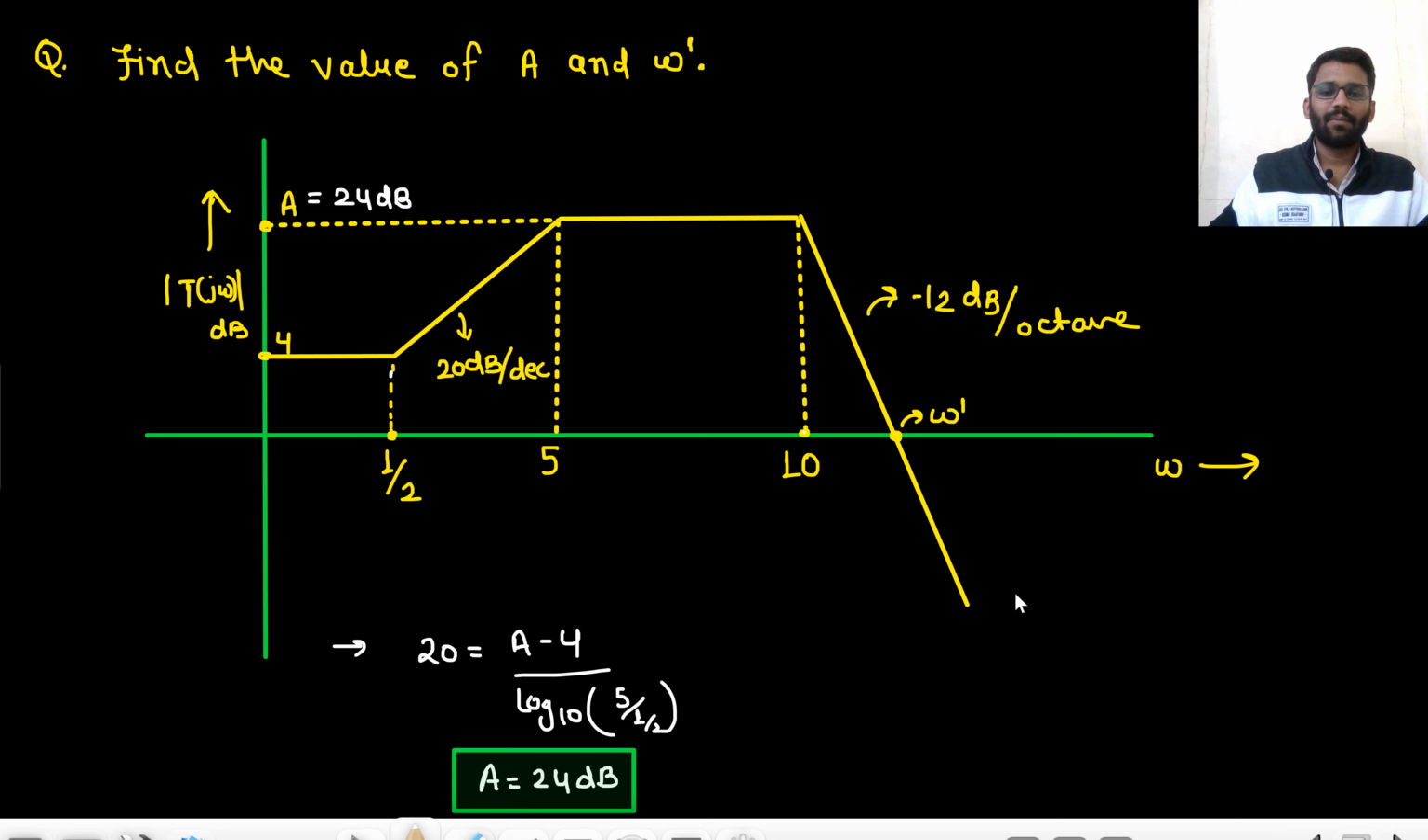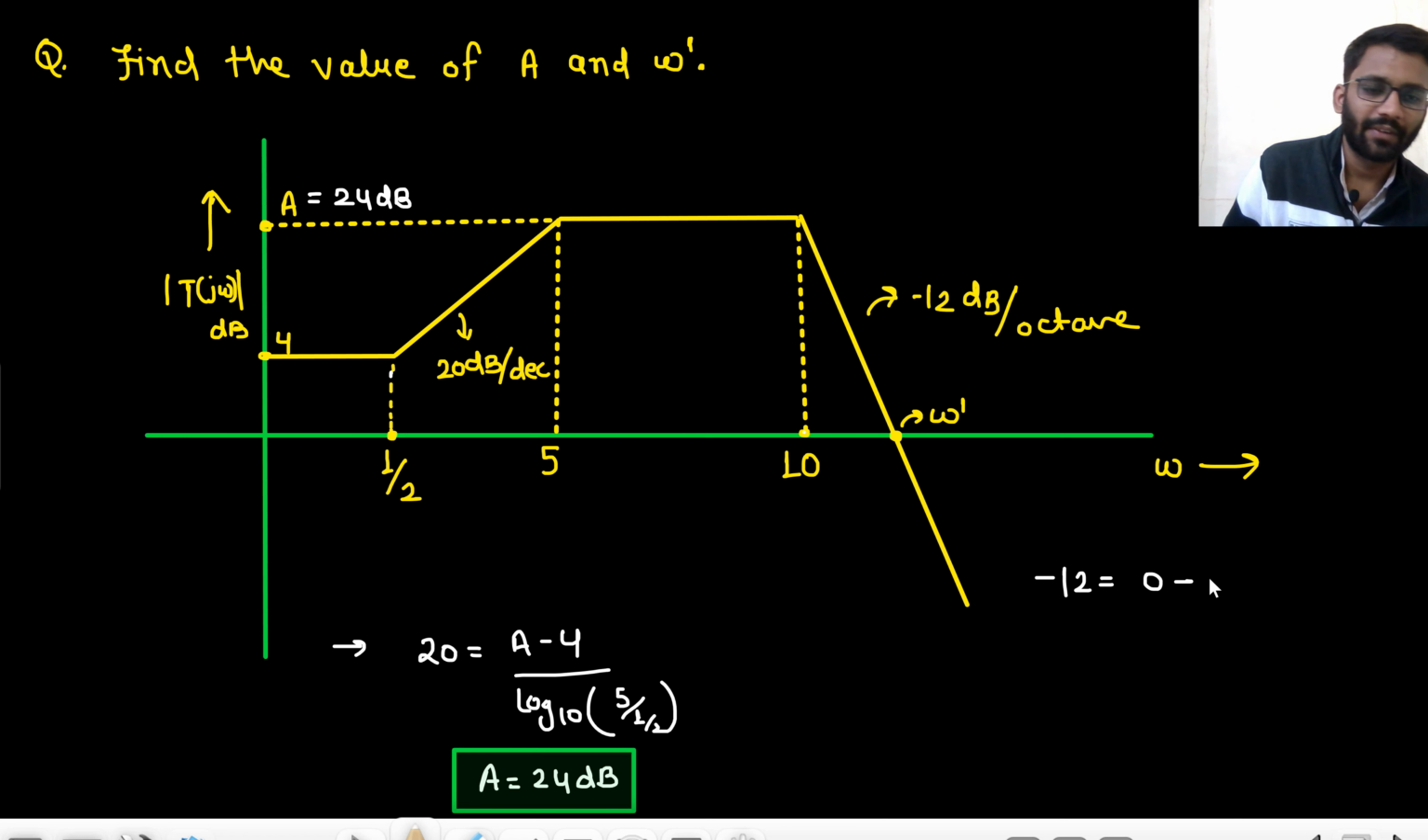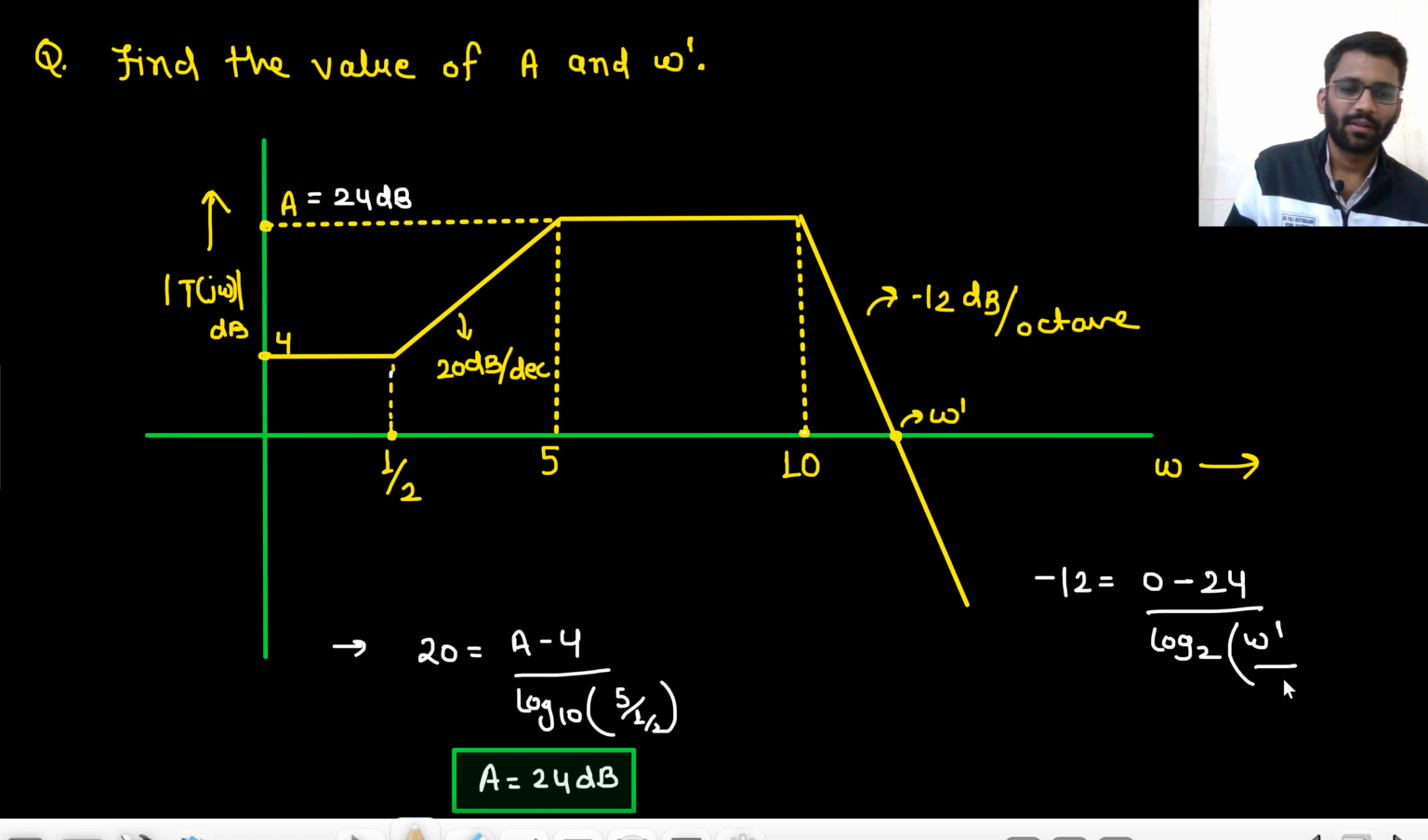Okay, so now tell me what will be the value of omega dash. How will you tell? You can find like this. The slope is minus 12 dB per octave. Remember, per octave. Okay. So, Y2 minus Y1. What is Y2? That is 0. Minus Y1. What is Y1? That is 24. Upon log 2. What is X2 that you need to find? Omega dash. Upon 10.